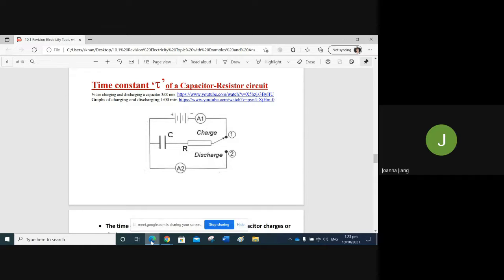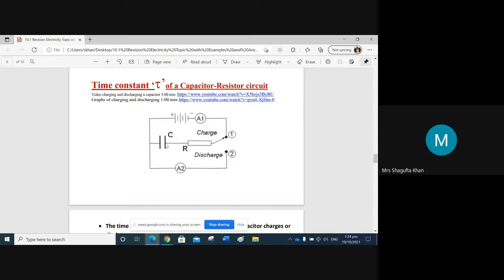Okay, so a capacitor is a device that can be charged and later on it can be discharged. It's like a temporary battery. For example, this is a resistor and this is a capacitor. When the switch is closed, initially current will flow in the circuit because there's a potential difference. The capacitor has zero potential and the battery has some potential, so the capacitor will charge up.